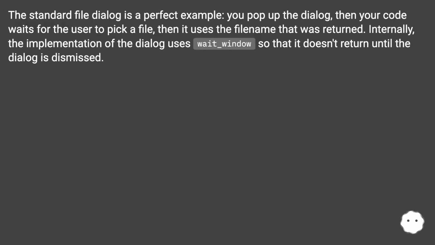The standard file dialog is a perfect example. You pop up the dialog, then your code waits for the user to pick a file, then it uses the file name that was returned. Internally, the implementation of the dialog uses wait_window so that it doesn't return until the dialog is dismissed.